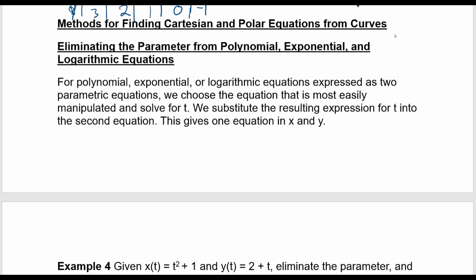Now we're going to look at the process of eliminating the parameter from polynomial, exponential, and logarithmic equations. For polynomial, exponential, and logarithmic equations expressed as two parametric equations, we can choose the equation that's the most easily manipulated and solve for t, and we can substitute the resulting expression for t into the second equation. This gives an equation in just x and y, so that eliminates the extra parameter, which is t.